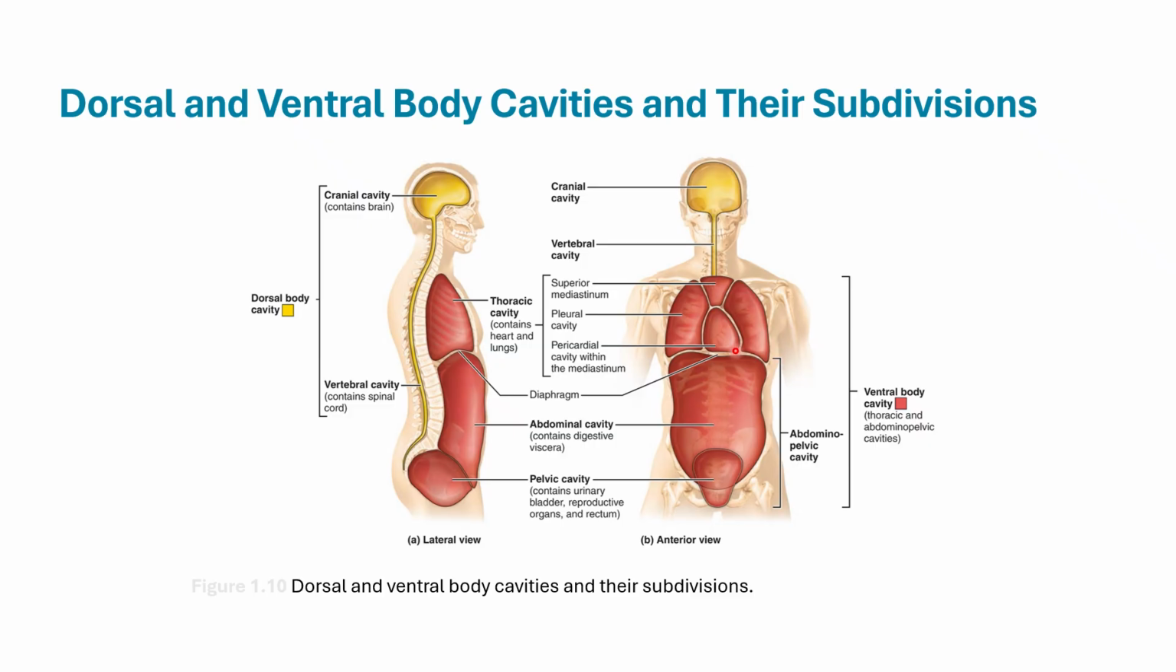Here between these two compartments, the thoracic cavity and the abdominal cavity, is the diaphragm. Okay, you're going to see this on both views. The abdominal cavity contains the digestive viscera. So that's going to be your stomach, your pancreas, your liver, and so on. And then the pelvic cavity, right down here, is going to have everything that's in your pelvis, which is the urinary bladder, reproductive organs, rectum.